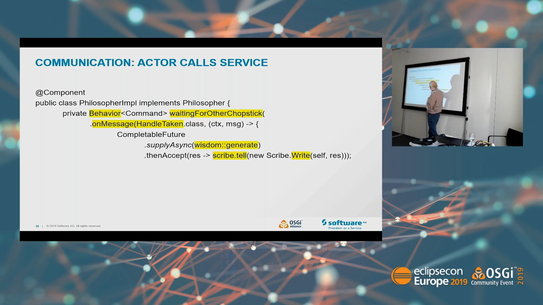create an asynchronous future with the code to generate this snippet of wisdom. So it's simply calling the wisdom service, the injected one. And then after that has completed, the scribe will be told to write. It will receive a write message to output that message. So this is all wrapped into a completable future.